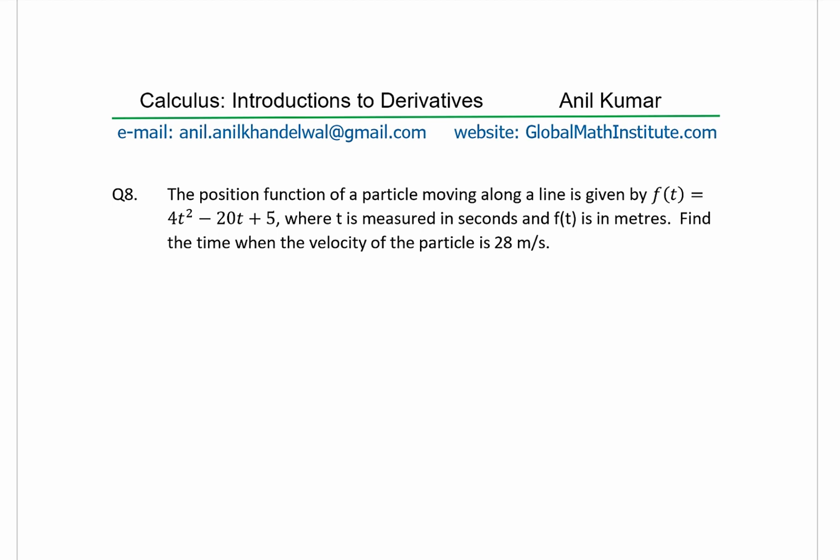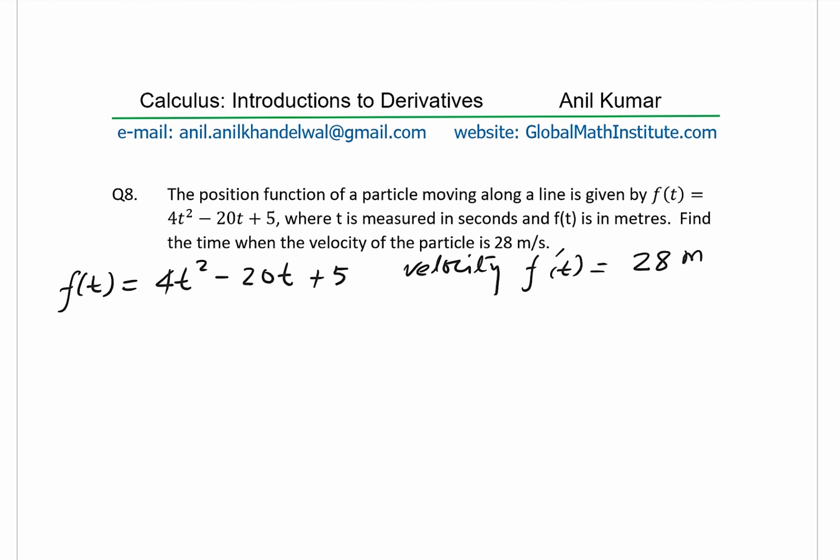Question number 8. The position function of a particle moving along a line is given by f of t equal to 4t squared minus 20t plus 5, where t is measured in seconds and f of t is measured in meters. Find the time when the velocity of the particle is 28 meters per second. So velocity is what? In this case, velocity will be the derivative of displacement, and that is given to us as 28 meters per second. We need to find time. So I hope the question is clear.